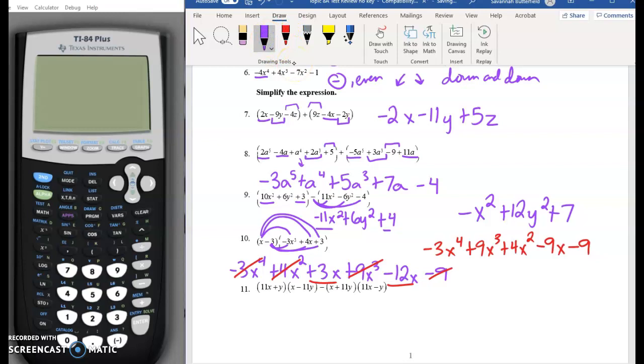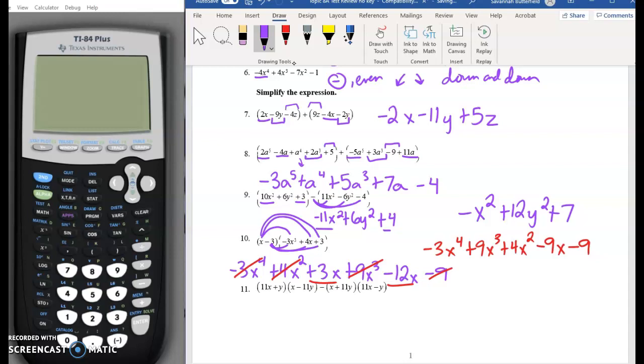Now number 11, this is a two-part question. You need to multiply these two sets together, so 11x plus y and x minus 11y. Multiply those two together. Then multiply x plus 11y times 11x minus y. Then distribute the negative and do the subtraction.